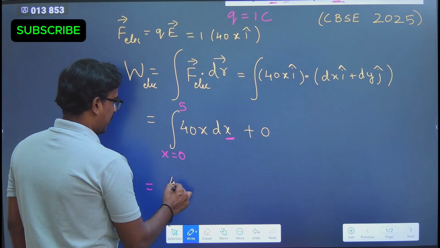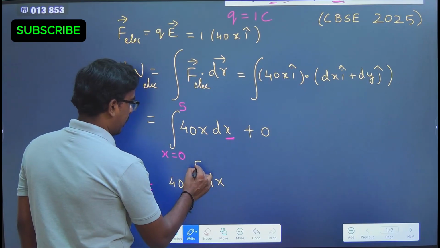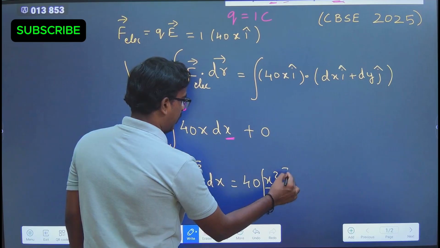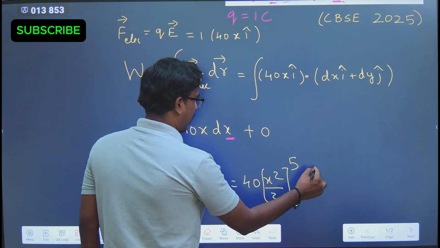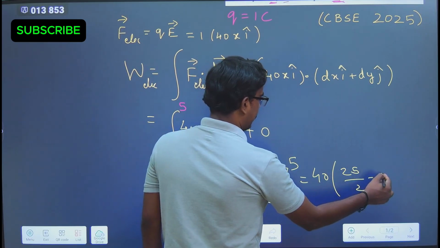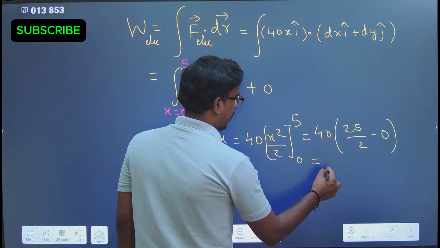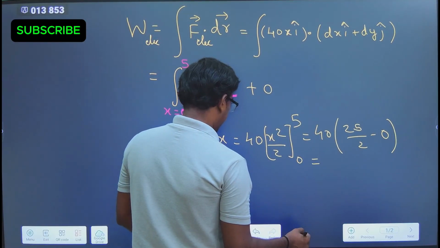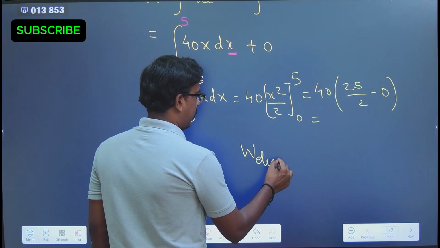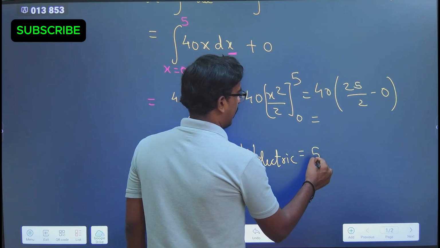40 is a constant, it will come out of the integral. You need to do the integration of x dx. If you do, what will you get? 40 x square by 2. Then you need to apply the limits 0 to 5. So what will you get? 40 times 25 by 2 minus 0. So what is our final answer? The final answer you are going to get is 500 joules. So that's going to be the answer. Work done by electric force we found, 500 joules.